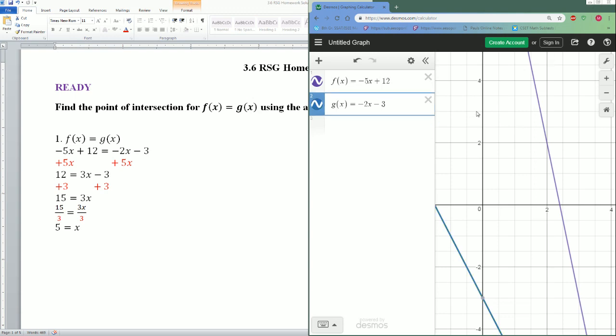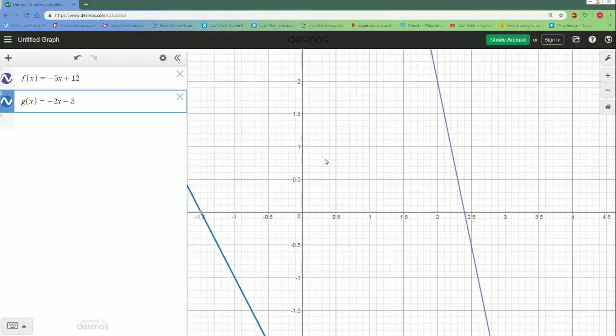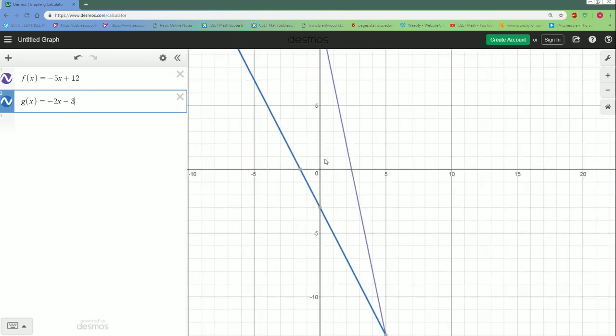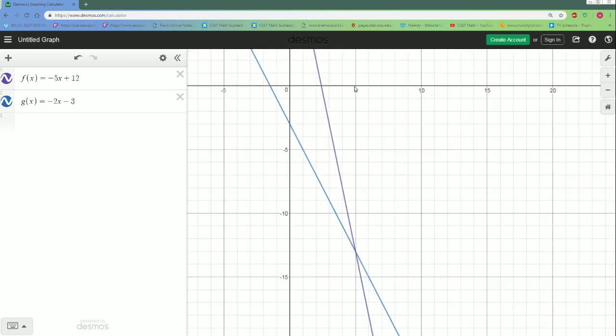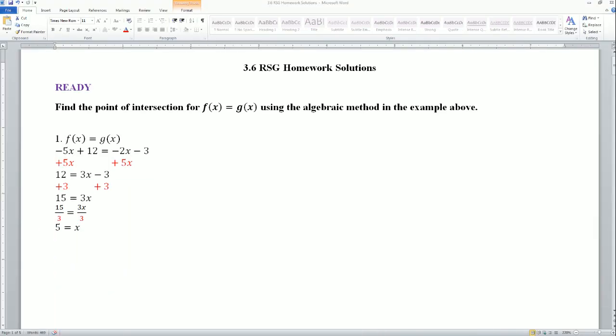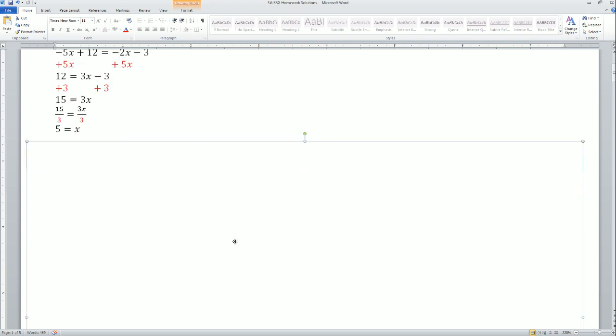So let's look at it. Both of them are graphed, and boom, at 5, do you see? They intersect. Valid. So our answer there is valid. Okay. All right, let's look at the next one.